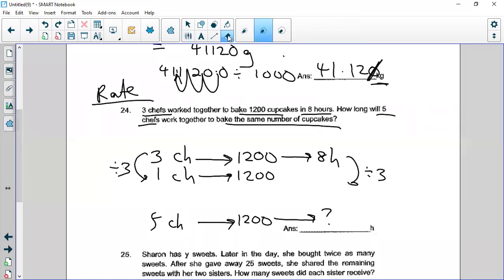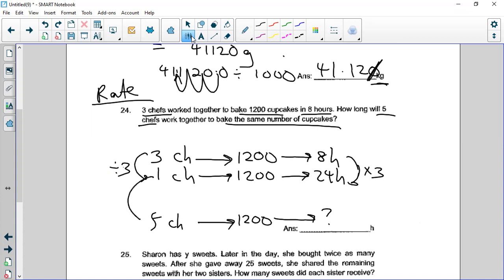So then what do you do over here? You have to do the opposite: times 3. Do you see something now? All right, fewer people, more time to work, more time to bake your cupcakes. So this one chef will take how long to bake 1,200 cupcakes? 24 hours, right? Okay. All right. Now can we jump?